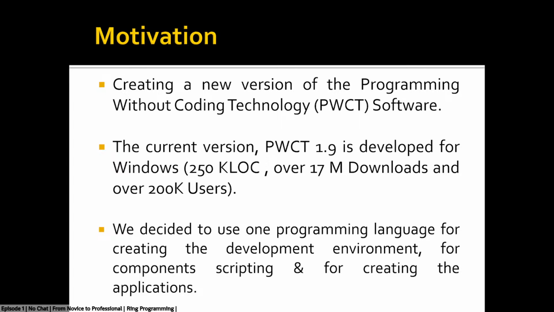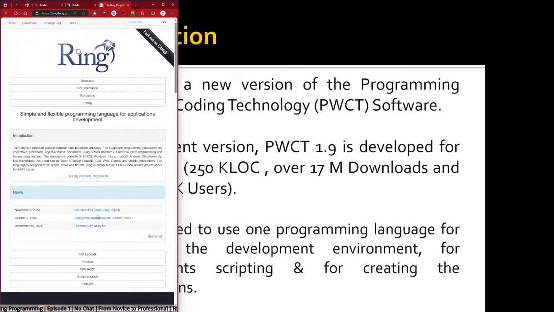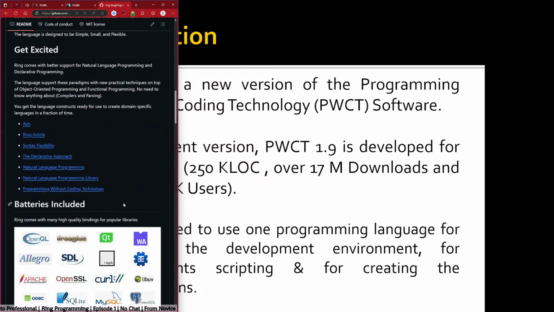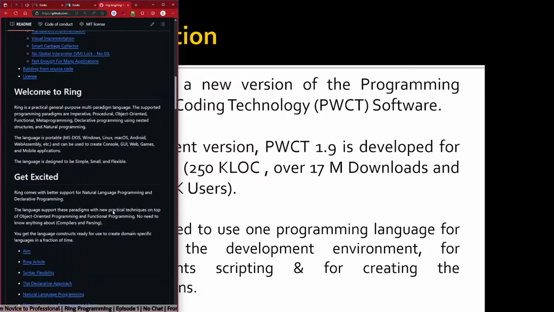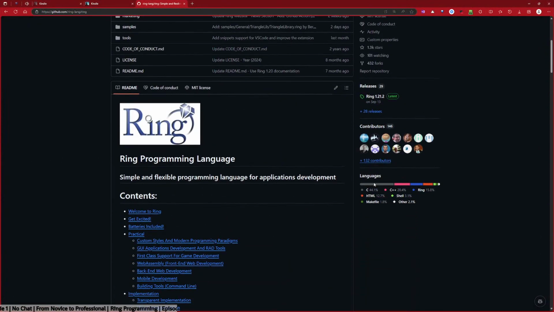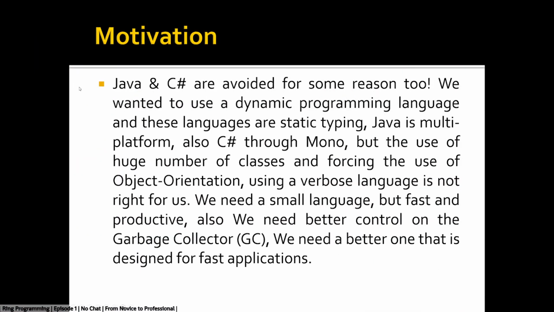I'm not sure what they... Because if you go to the GitHub... Go to the GitHub. It says it's written in C, yeah. I mean, I don't know, but this might be talking about something different. Java and C# are avoided for some reason too. We wanted to use a dynamic programming language. Oh, I think they're explaining how they got to the point of creating Ring, yeah.